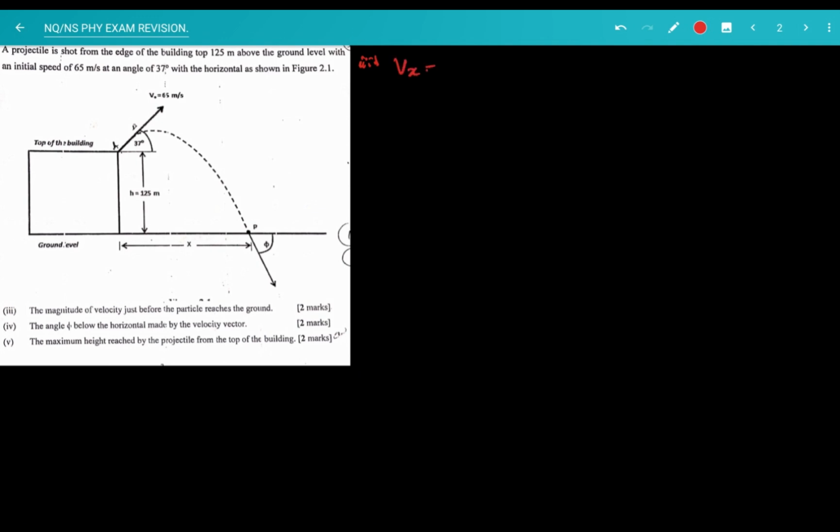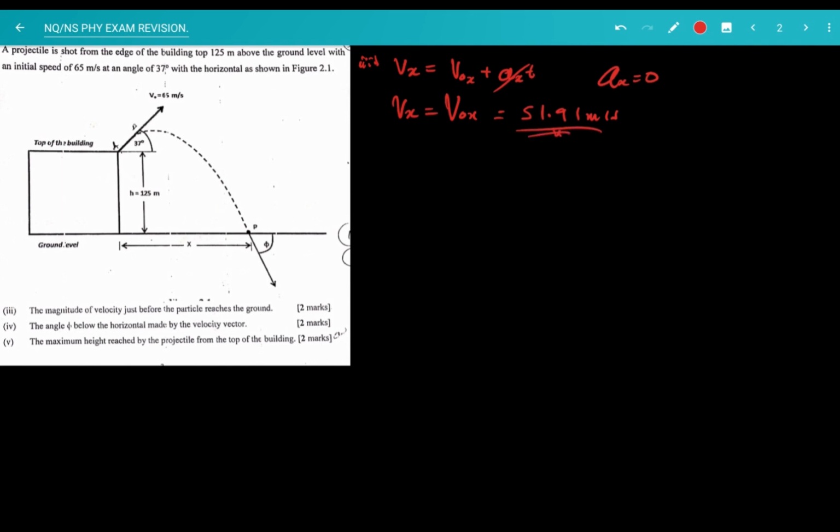So the component in the x is equivalent to v, the initial velocity in the x, plus the acceleration in the x times t. The velocity just before it reaches the ground: we know that the acceleration in the x is equal to 0, so this will just be cancelled and we will just remain with the initial velocity in the x. So this basically just gives us the initial component we have, which is 51.91 meters per second.